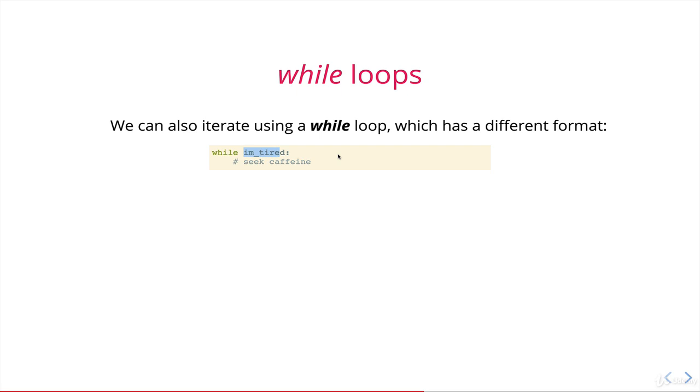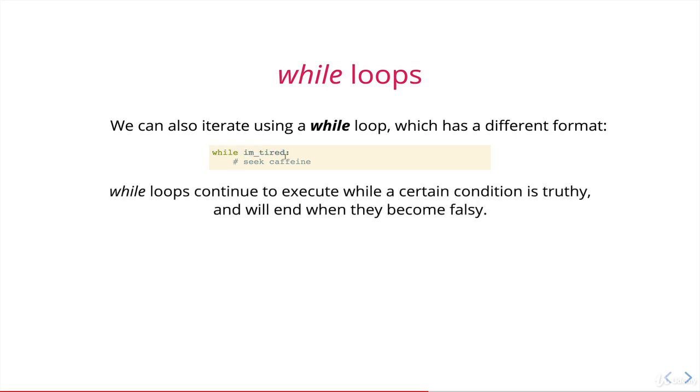Basically, any Boolean expression goes in this while loop, so we fill in the blank here. And whatever code we have inside the loop indented will run while this is true. So while loops continue to execute while a condition is truthy. So just like a conditional statement will execute once if a condition is truthy, a while loop will continue to execute while it is truthy, but then at some point it should become falsy, and that will stop the loop.